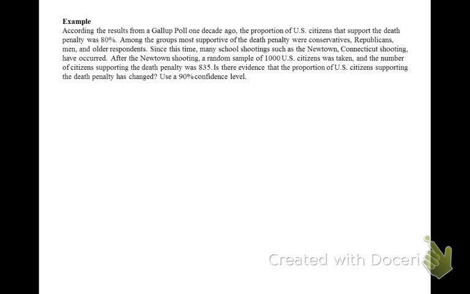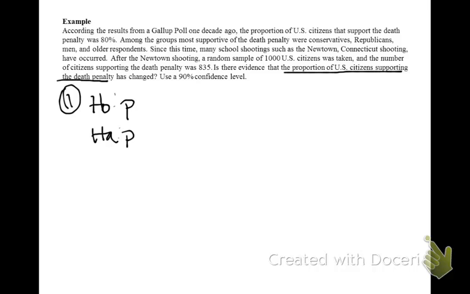Our first step in running a hypothesis test is to set up the null and alternative hypotheses. These statements are about the population proportion P. We don't know the value of P, but we know in words P is the proportion of U.S. citizens supporting the death penalty. Now, what we would like to disprove is that it is still 80%, and what we would like to prove is that it has changed.